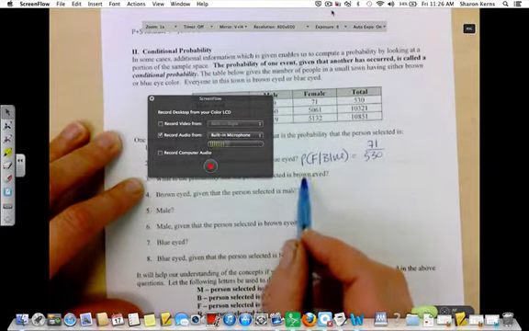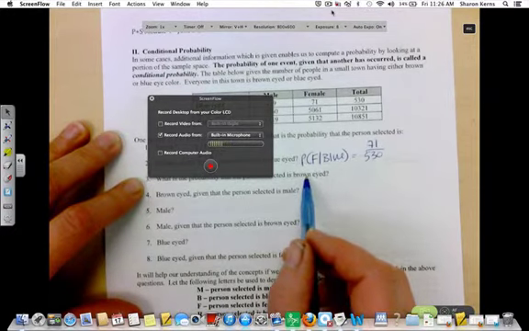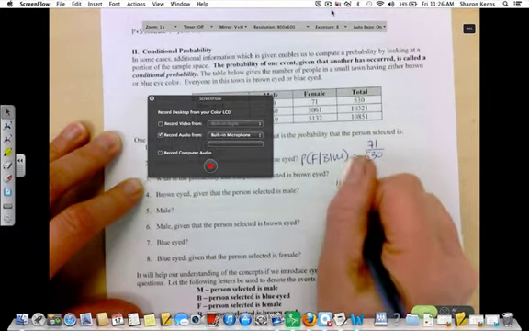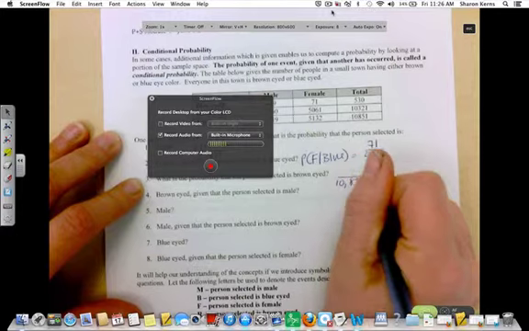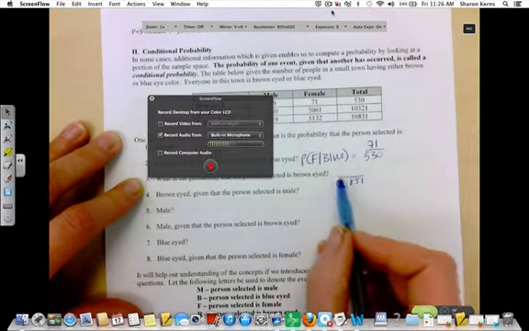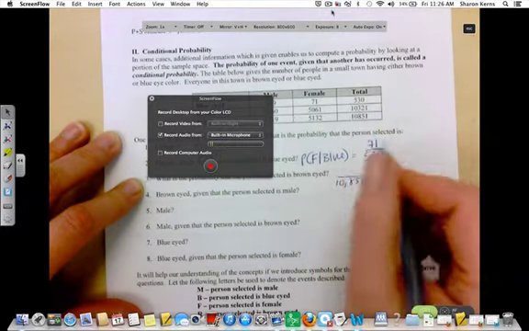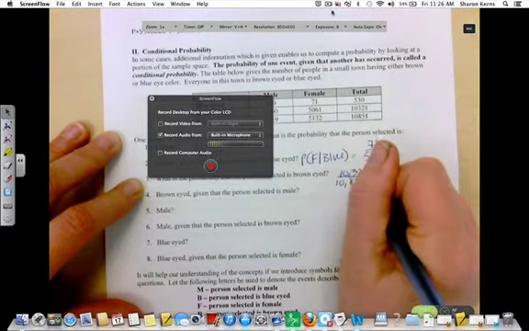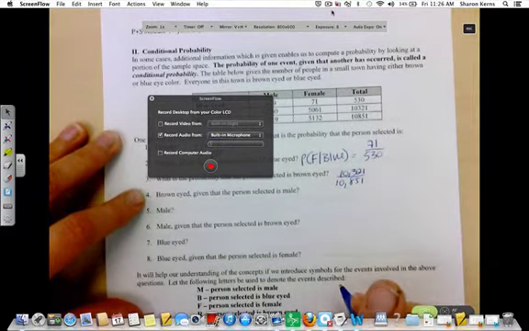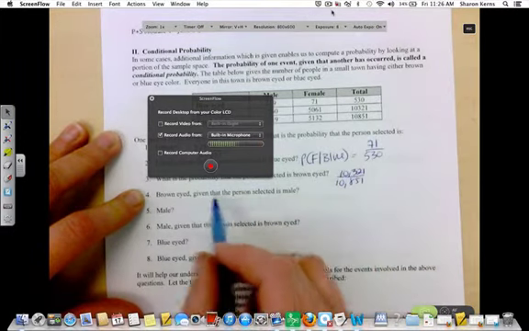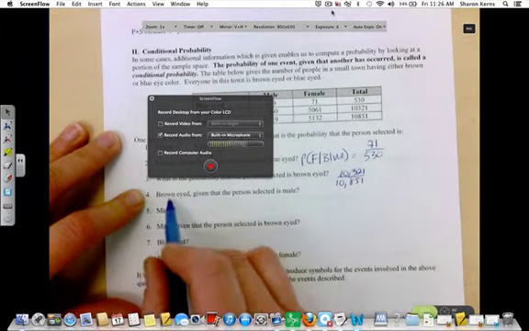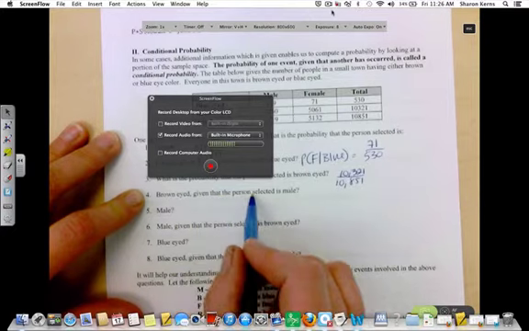And number 3, what's the probability that a person selected is brown-eyed? This is not conditional, so we just take a look at the entire total, 10,851. And out of those 10,851, how many of them have brown eyes? Right here, 10,321.